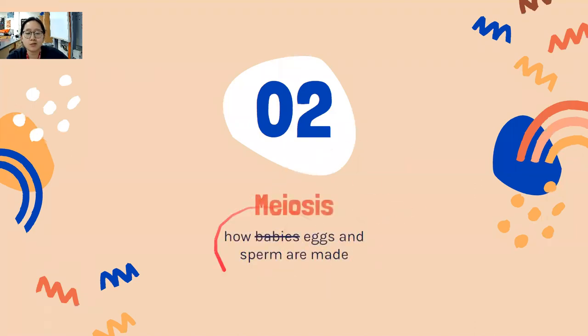Section 2 we're going to talk about is meiosis. And again, some of you think it's how babies are made, but it's not really how babies are made. It's how eggs are made, right? Eggs and sperm.